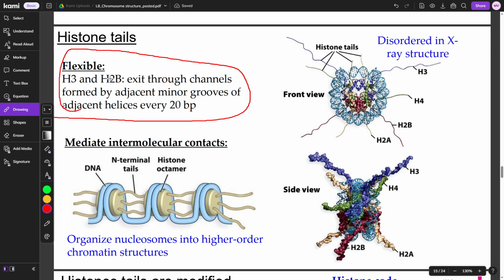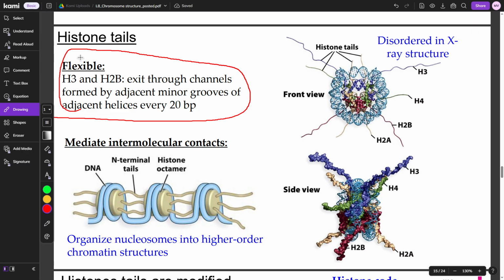But do channels formed by adjacent minor grooves, adjacent helices. By adjacent minor grooves of adjacent. Yeah, I don't know. I feel like that's not that important though for this. I think there's other things you could be tested on.